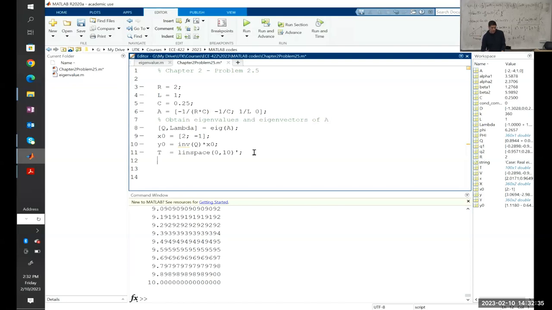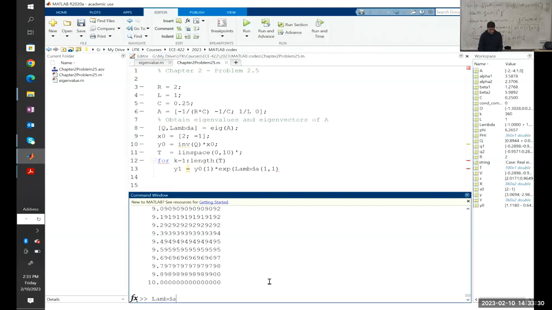We know the solution for y1 and y2. So we will use a transformation to get x1 and x2 at different times. So we will use a for loop from k = 1, from the first term of t to the last term of t, and we will solve this. So y1 is going to be, as we obtained so far, y0, the first term of y0, which is the initial condition for y1, multiplied by the exponential of lambda, the first lambda we have in the matrix, the first term in the matrix lambda.